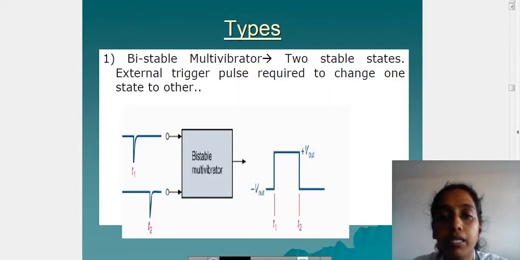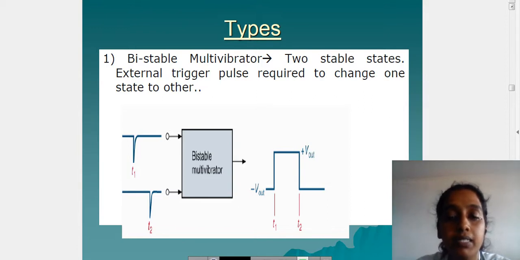There are different types of multivibrators. The first one is the bistable multivibrator. Why is it called bistable? It has two stable states, and an external trigger pulse is required to change from one state to another. So here we have two stable states for a bistable multivibrator.